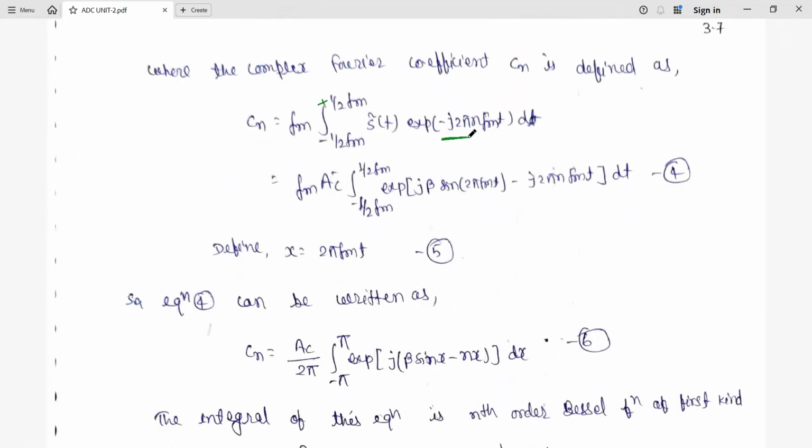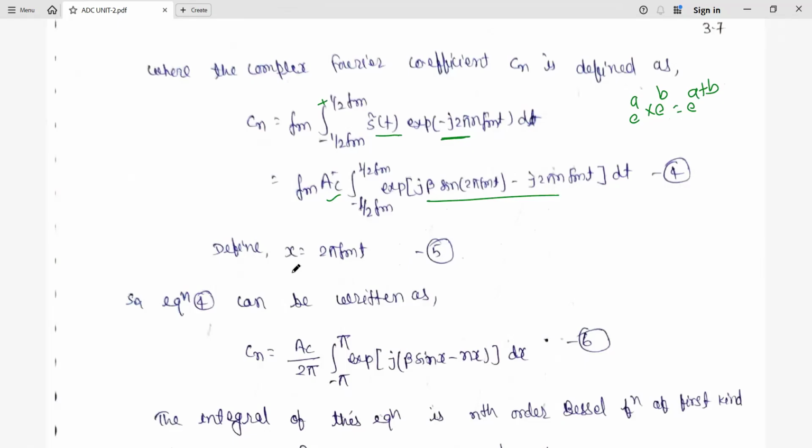The sign here is minus. Again, we are going to substitute the value of this, which is Ac exponential j beta sine 2 pi fmt. Ac is constant, so it is taken outside. This is again exponential. When we have e to the power a and e to the power b, we can write e to the power a plus b. On the basis of this, we are getting this part.